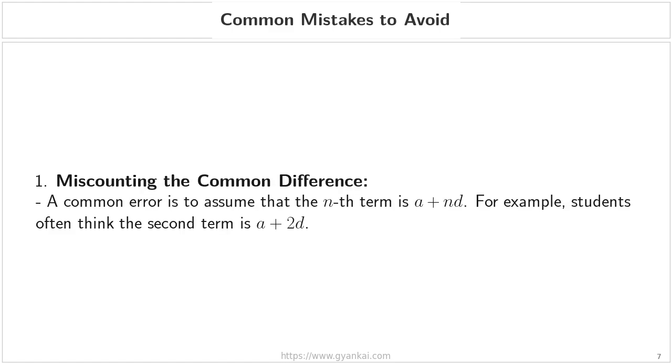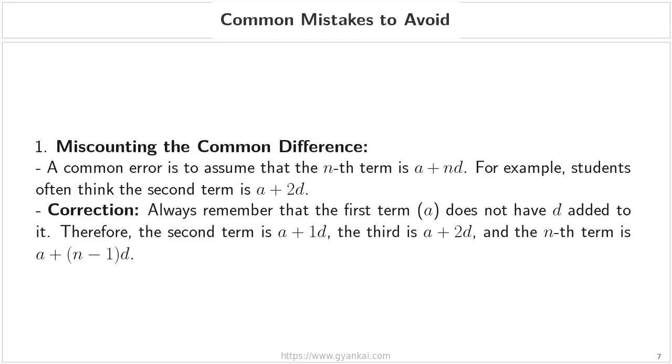First, let's talk about miscounting the common difference. This is perhaps the most frequent error I see. When working with the general form, some students mistakenly assume that the nth term is calculated by adding n times the common difference to the first term. For instance, you might find yourself thinking that the second term should be a plus 2d.